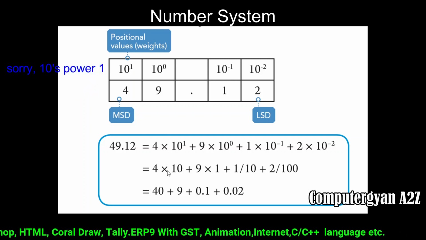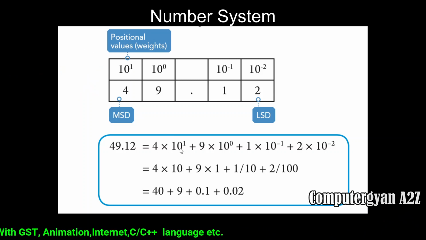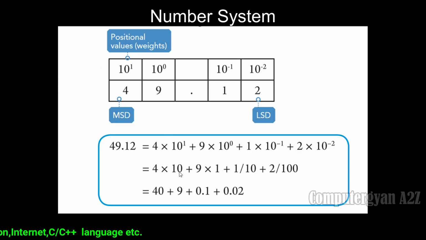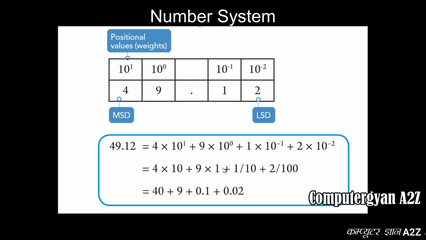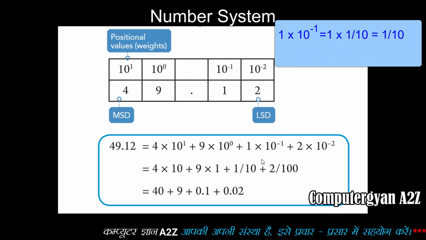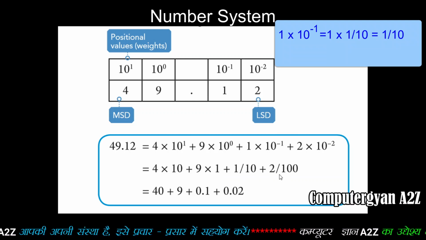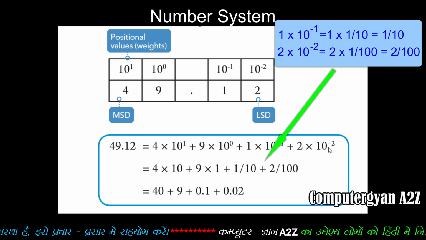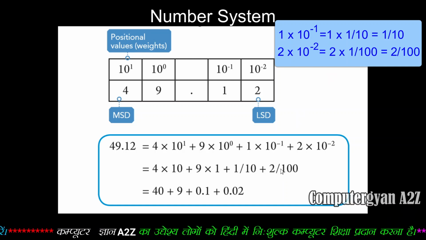Sorry. In the second line, 4 multiplied by 10 because 10 power 1 returns value 10. After that, I use a plus sign. 9 multiplied by 1 because 10 power 0 returns value 1, and use a plus sign, and then 1 divided by 10 because 10 power minus 1 returns value 1 upon 10, and use a plus sign. After that, 2 divided by 100 because 10 power minus 2 returns value 1 upon 100. So here will be 2 divided by 100.